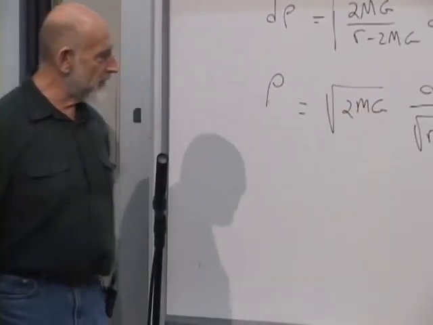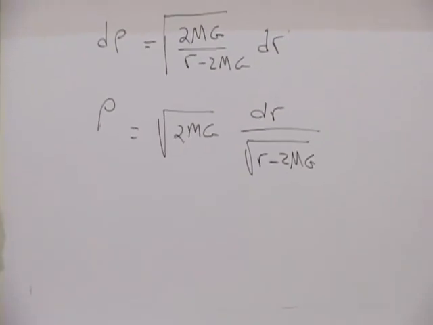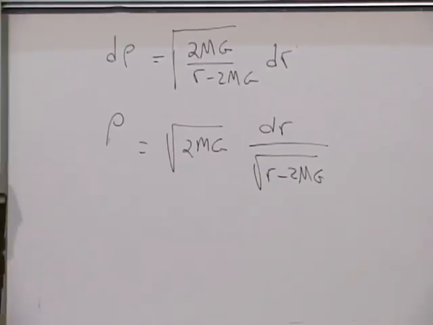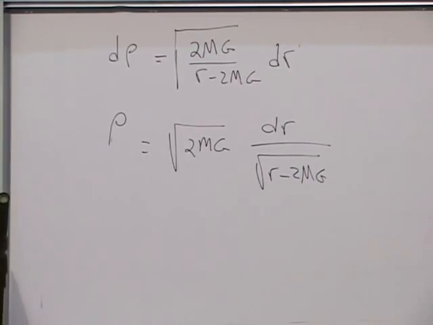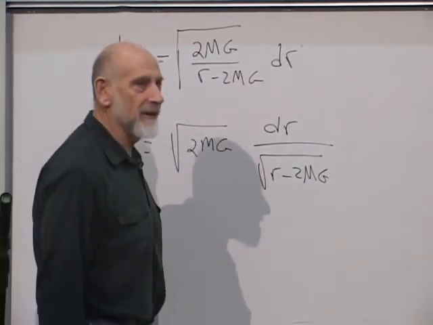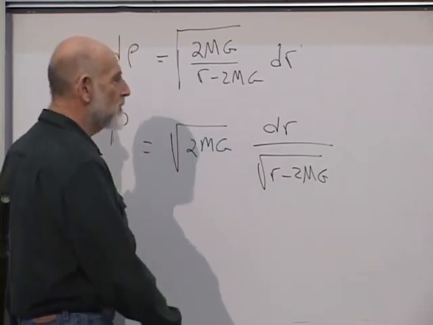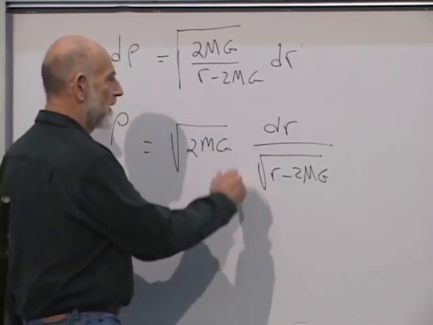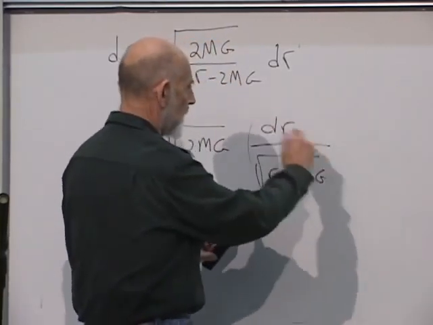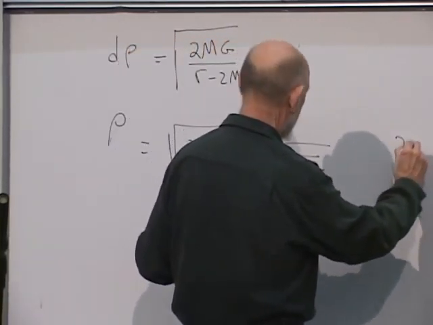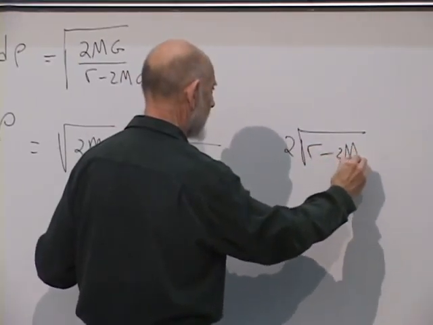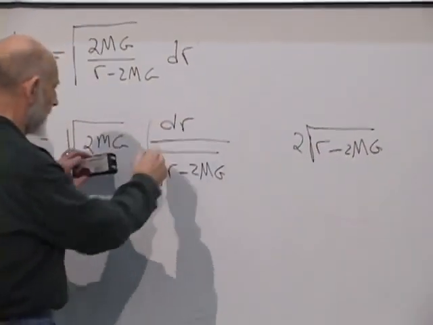Anybody smart enough to do that integral? It takes me about 10 minutes. I'm going to wait for somebody else to do it. 2 times r square root of r minus 2mg. I think I heard you say it right. Yeah, times square root of 2 r minus 2mg. This integral over here is 2 times the square root of r minus 2mg. That's the integral of this.